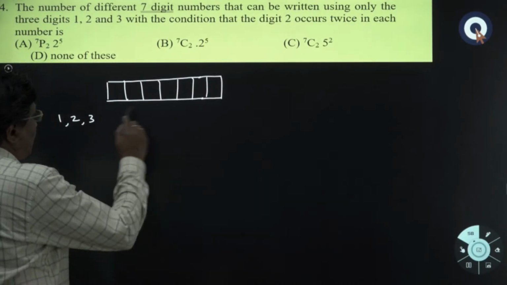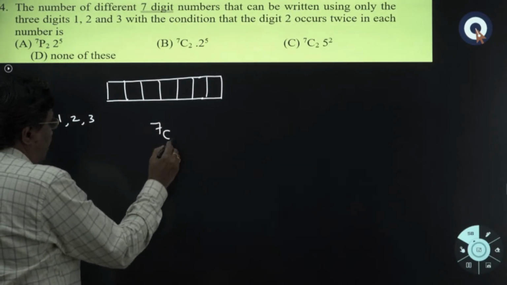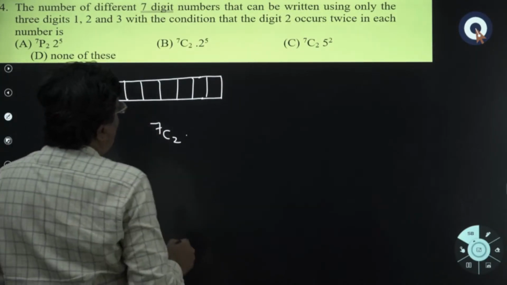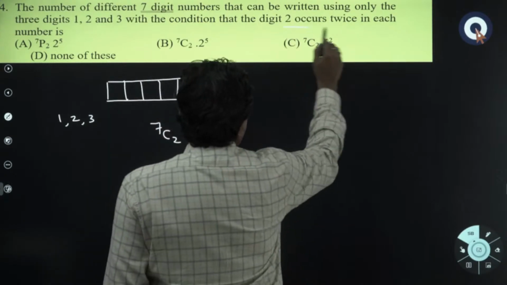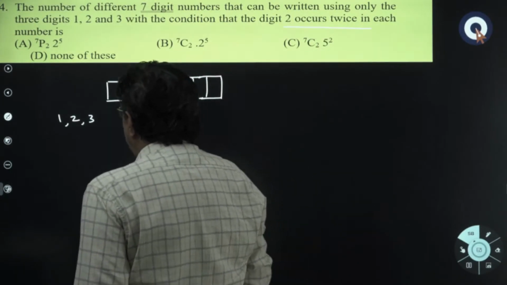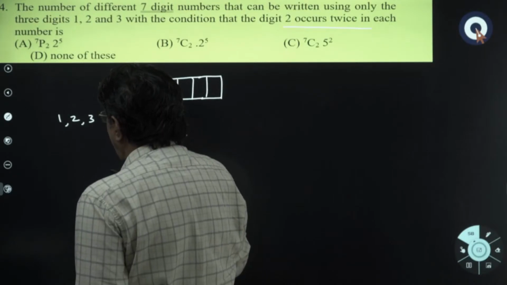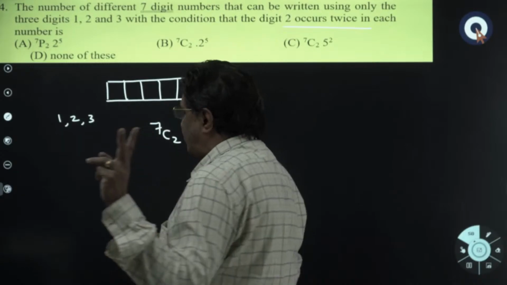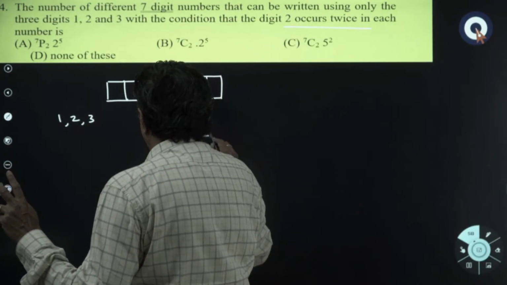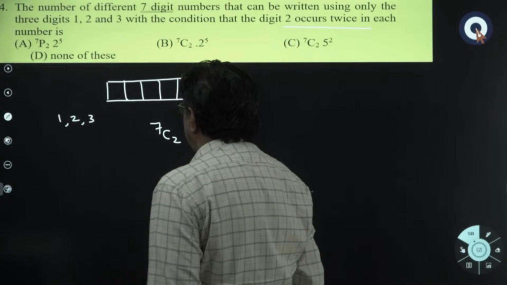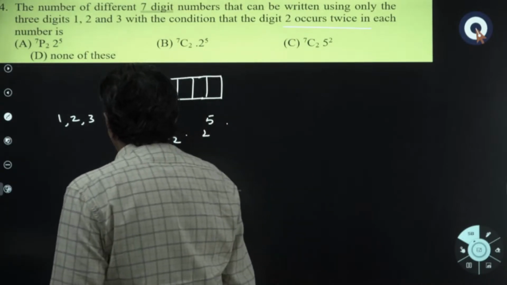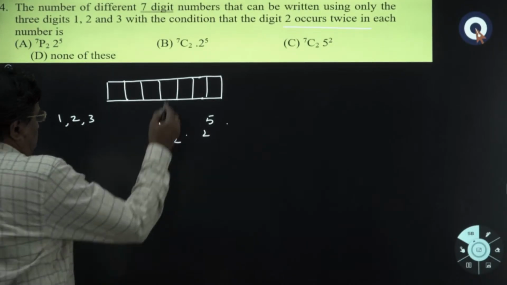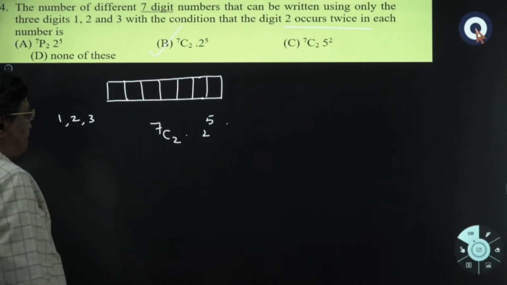Out of the 7 positions, select any 2 positions and let 2 occupy those. The digit 2 occurs exactly twice, so the remaining 5 positions can each be taken either by 1 or 3. Each position can be filled in 2 ways. So 2 into 2 into 2 into 2 into 2, that is 2 to the power 5. So your answer becomes 7C2 into 2 to the power 5, which is option B.